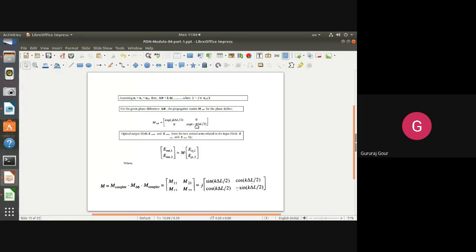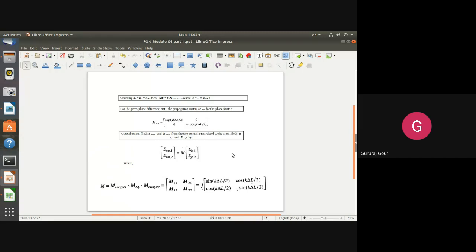Similarly, e to the power of minus j k delta L by 2, if you expand it, what you will get is cos k delta L by 2 minus j sin k delta L by 2. So the cos k delta L by 2 term you are not writing in this present column, you write it in the first column. Then there is a minus sign, minus sin k delta L by 2. So j is common, that you keep outside. Like that you try to remember the net M, that is the coupling matrix.